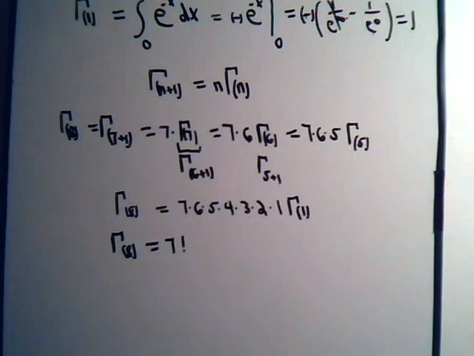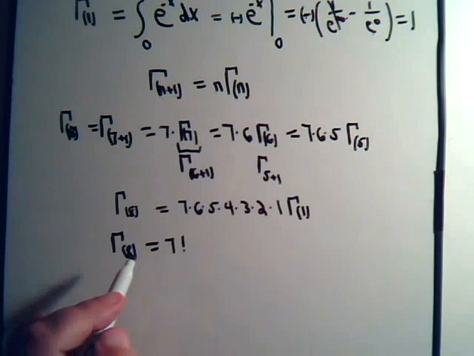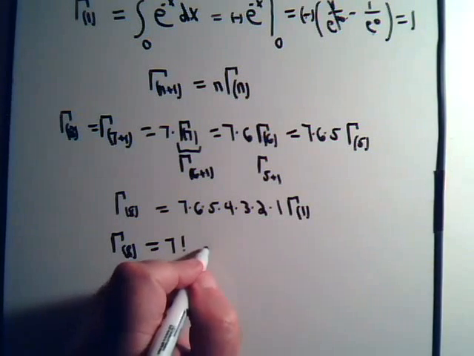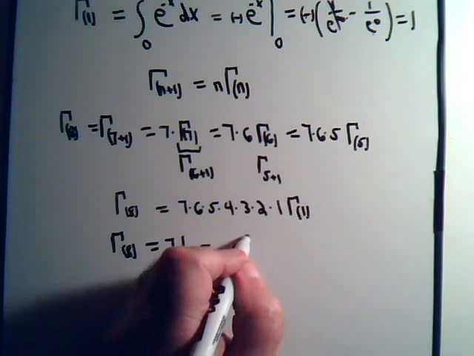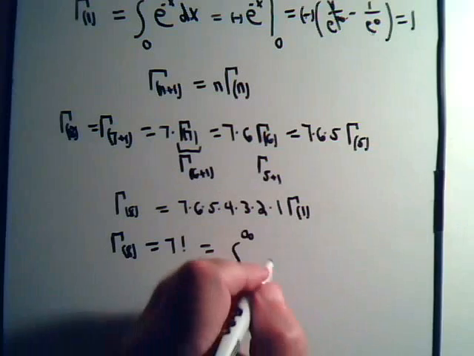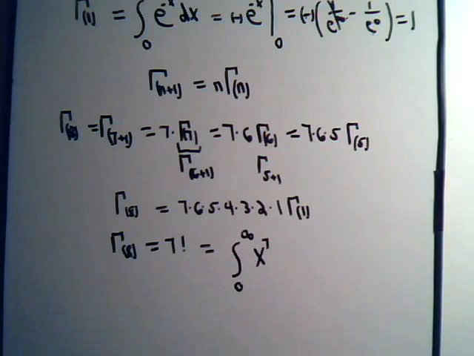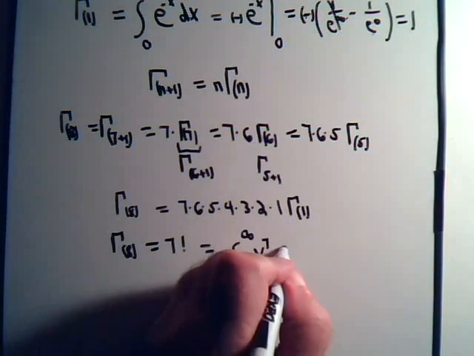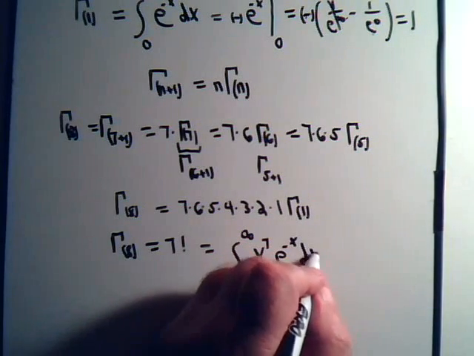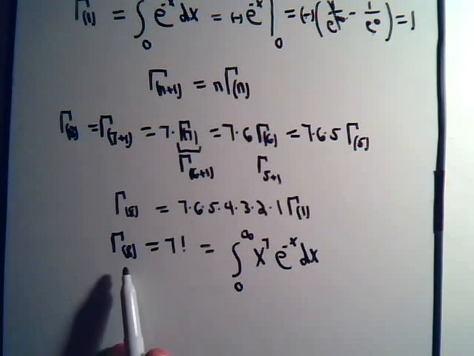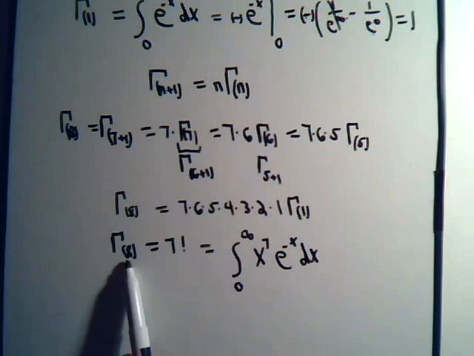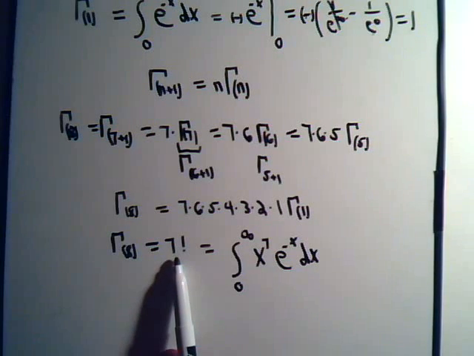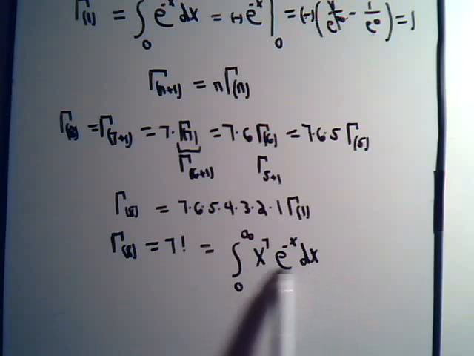Or in other words, then, we can say that 7 factorial equals the integral from 0 to infinity of x to the 7 times e to the minus x dx. The gamma function of 8 is this, x to the 8 minus 1 power. The gamma function of 8 equals 7 factorial, so we can say that 7 factorial is equal to this integral here.